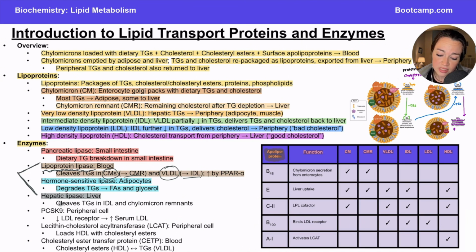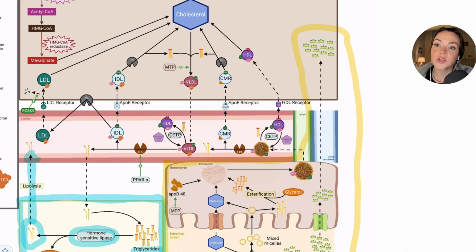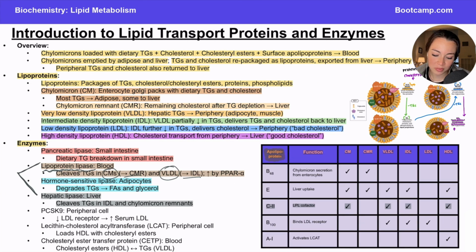It's going to cleave the rest of those triglycerides out of the IDLs and the chylomicron remnants. And you can see that happening in our diagram here. We already talked about the lipoprotein lipase starting to do that job, forming the chylomicron remnants out of the chylomicrons and forming the IDL out of the VLDL. The job of the hepatic lipase then is to finish the job and empty further triglycerides out from those respective lipoproteins.